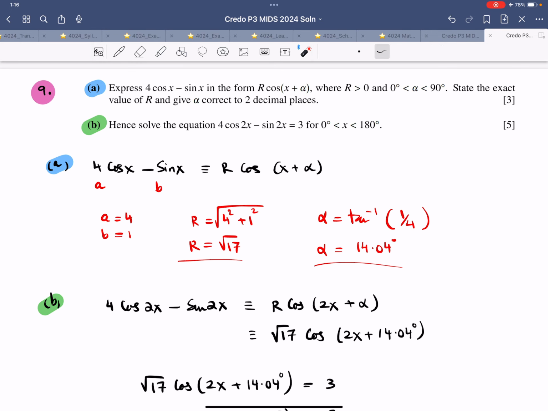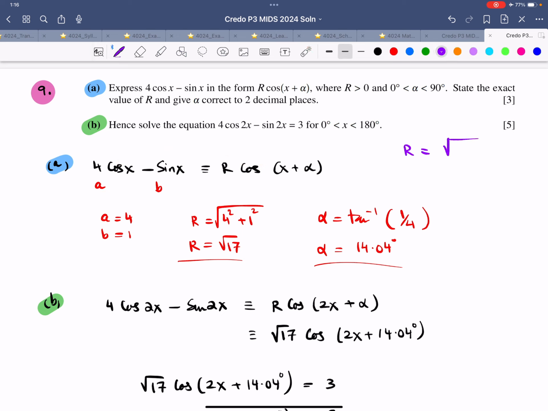Now it says, express 4 cosine x minus sine x in this form. This is compound angle harmonic form. State the exact value of r and give alpha correct to 2dp. Hence solve this equation. 4 cosine x minus sine x is r cosine x plus alpha. If cosine is converting to cosine, the first coefficient is referred to as a, the second coefficient is referred to as b. So now what is the rule?